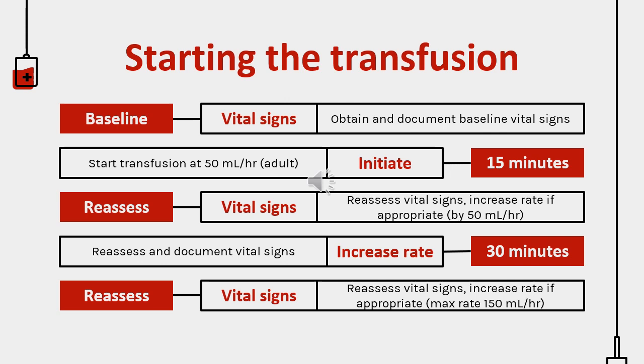For the next 15 minutes, the transfusion rate will continue at 100 mL per hour. At 30 minutes after transfusion initiation, the nurse will reassess the patient vital signs. If the transfusion is being tolerated and there are no signs and symptoms of transfusion reaction, the nurse may increase the transfusion rate to 150 mL per hour, which is the max recommended infusion rate for a routine transfusion.